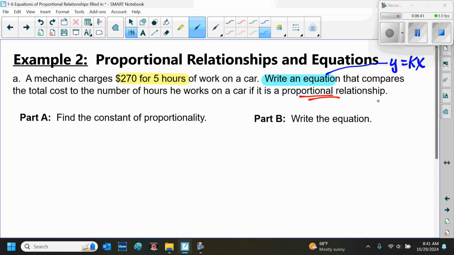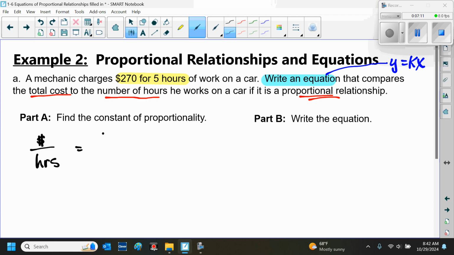Please make sure you're writing all of this highlighted information down. It's very important. So now we are comparing the total cost to the number of hours. The first part, part A, is to find the constant of proportionality. And then remember, that means we want to find the unit rate. So the ratio is dollars to hours.